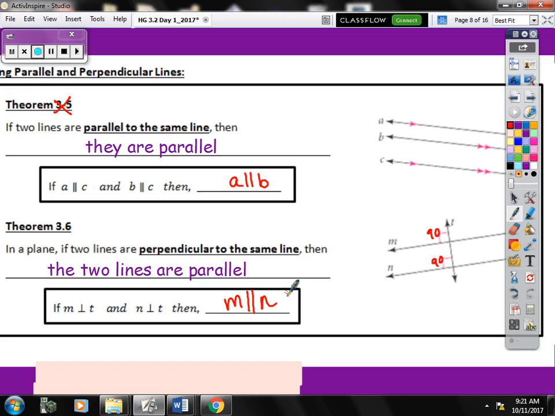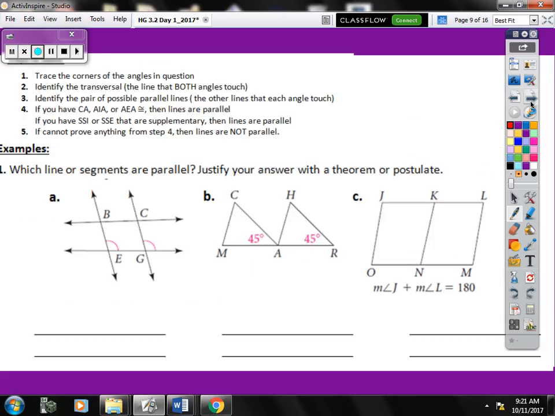So just like we've been doing in the past, we're going to trace the angles. We're going to identify the transversal, which remember is the line they both touch. And then we're going to try to identify the possible pairs of parallel lines. Okay? So we are going to start off by tracing the angles and then working from there. So which lines or segments are parallel? Justify your answer with a theorem or postulate.